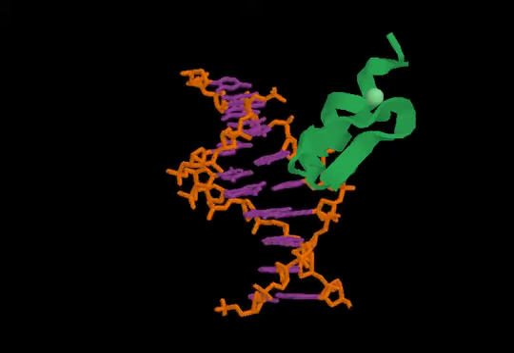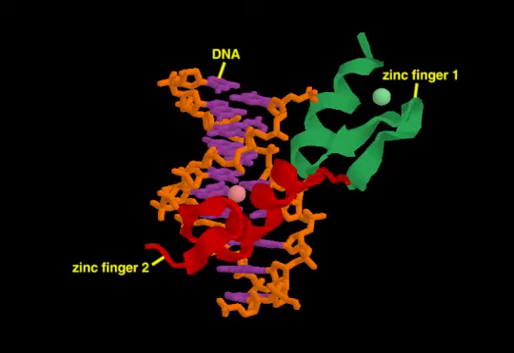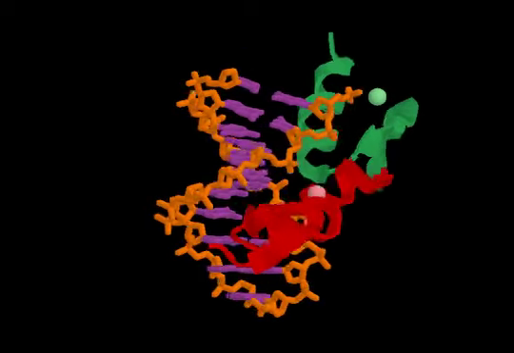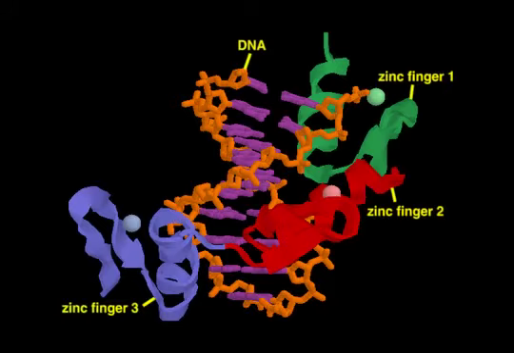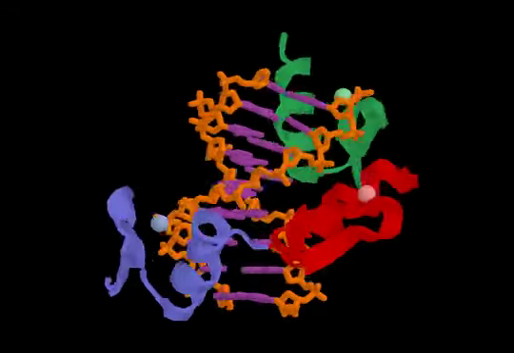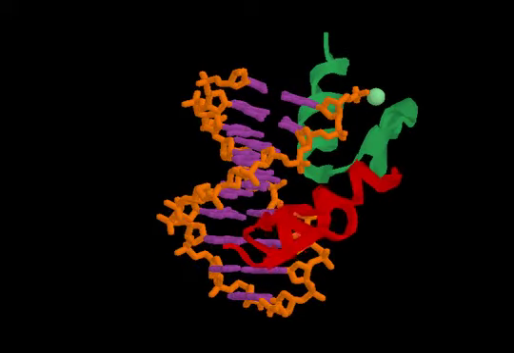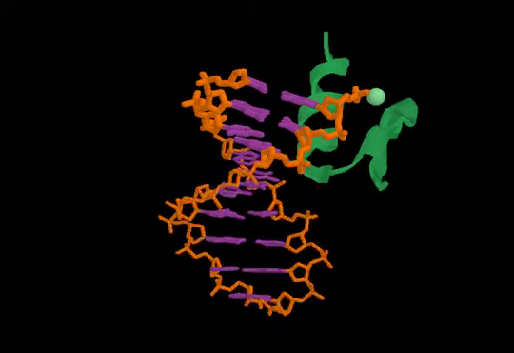A single zinc finger domain is only large enough to bind a few bases of DNA. Zinc fingers are often found in tandem repeats as part of a larger DNA binding region. The helical region of each zinc finger rests in the major groove of the DNA.